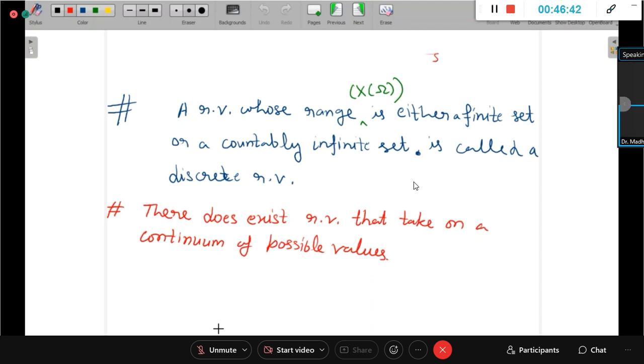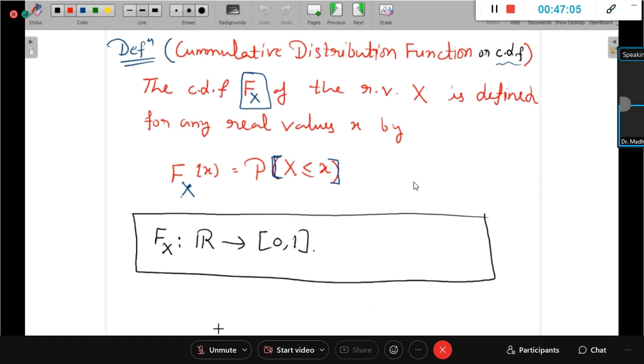Okay, let me help you here. For example, you can take the number of phone calls in a day. The number of phone calls in a day can be countably infinite. Or in a year, if you make it a large set, in a year it will be countably infinite.